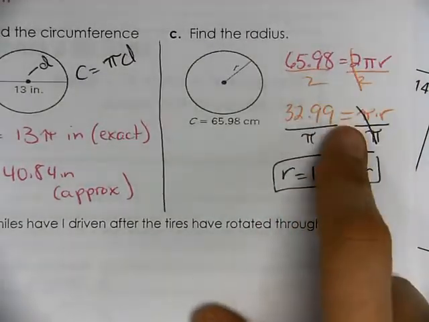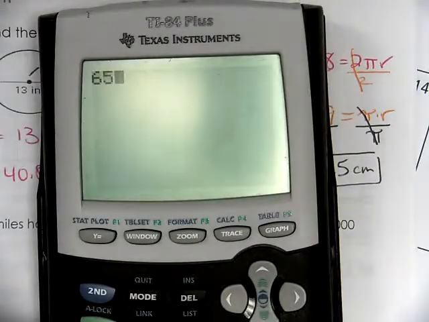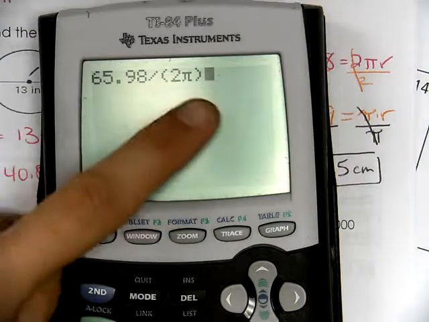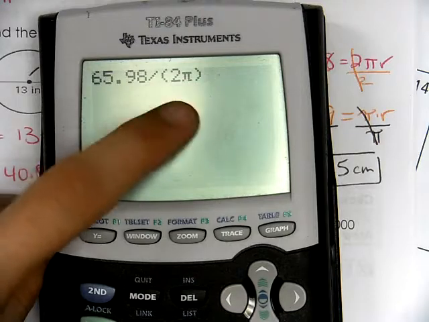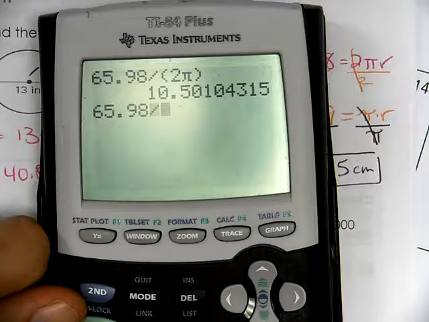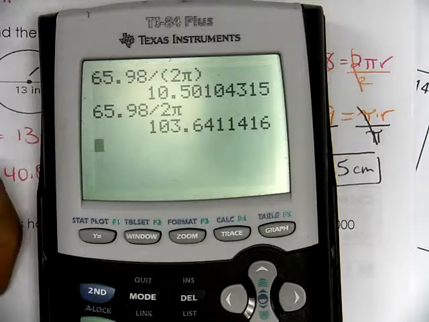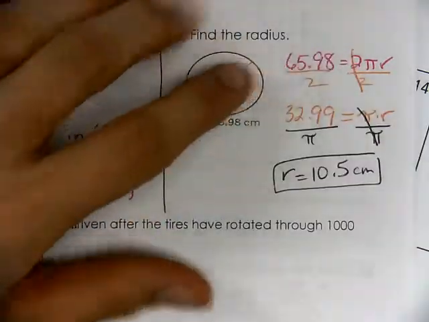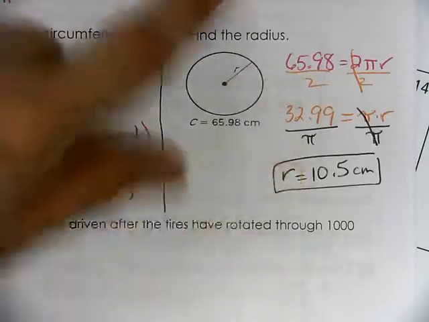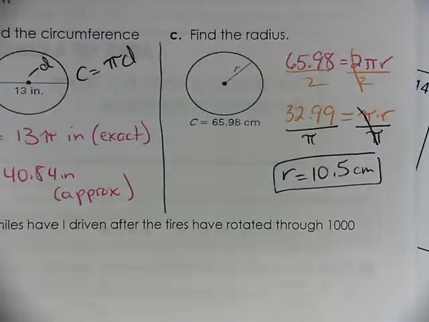You could do this in one step. You could take 65.98 and divide it by... The only problem is when you do this, you need to use parentheses. Otherwise, you'll get the wrong answer. If you don't use parentheses, which everybody doesn't, you get the wrong answer. So that's why it's better for most people to just keep it as 2 separate steps. But those of you who are A people, you can do it in 1 step if you want.